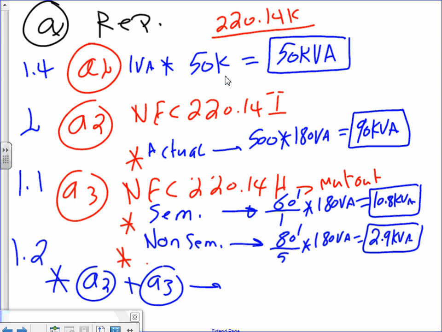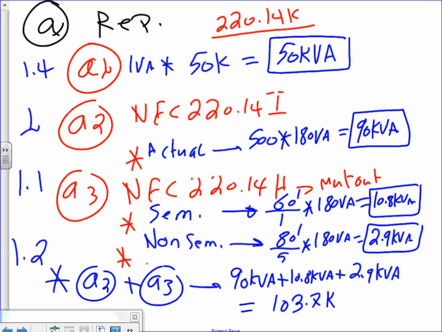Cool. Then step number 3, right at the bottom here, what does it say? You add A2 and A3. Where's A2? There's A2 and A3. So we're going to add the 90 kVA plus 10.8 kVA plus 2.9 kVA. I added all these, and I have 103.7 kVA.